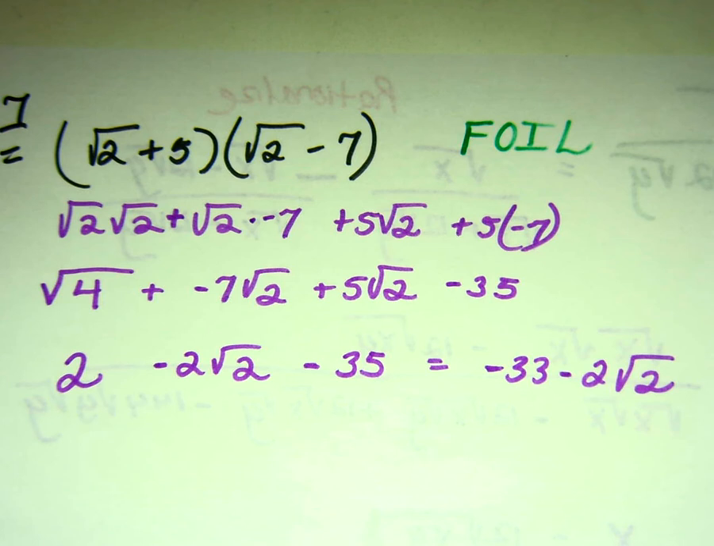Then we brought these two right here. We're going to combine those because negative 7 plus 5 gives you negative 2. Bring down your negative 35. Now we can combine like terms with the 2 minus 35. So that gives you negative 33 minus 2 times square root of 2. So make sure that you repeat this because I went kind of fast on that one. Notice how you combine like terms again and you simplified it with your square root.